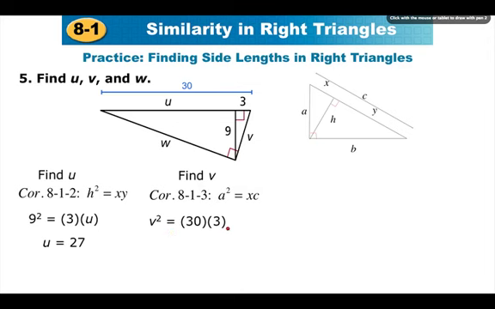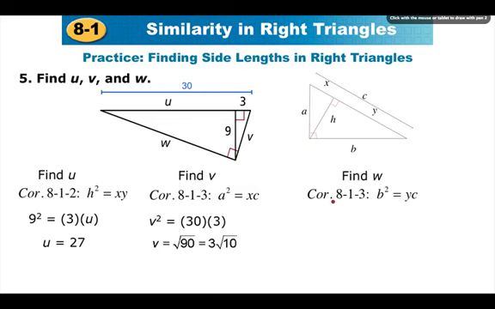This is why I have this expression. At this point, I can multiply these two. It's not too bad. It's 90, and then I take the square root, and I end up with 3 radical 10. Why? Because 90 is the same thing as 9 times 10. Let's find w.